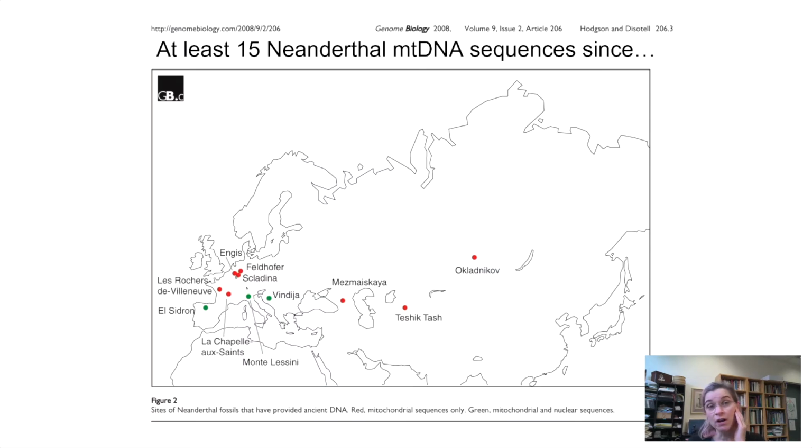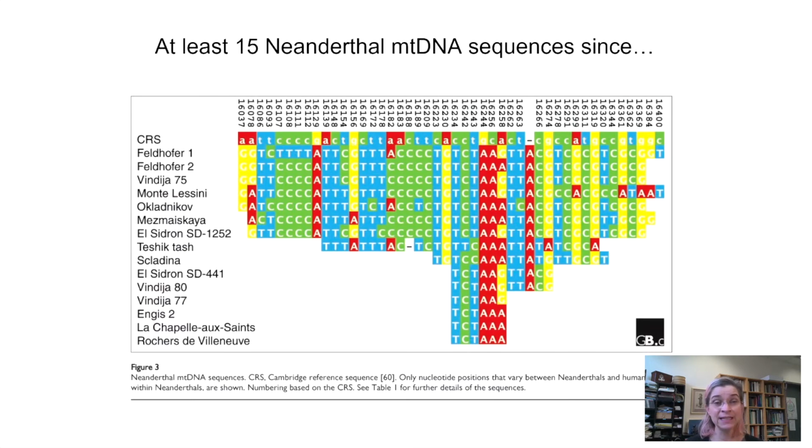So at least 15 Neanderthal mitochondrial DNA sequences have been developed since that study. Here's a map that shows you where they are all from. And here are some of the sequences that are lined up. So at the very top of this, actually down on the left-hand side, you can see a list of the different specimens. The CRS at the top refers to the Cambridge reference sequence. And this is a modern human standard that is used in a lot of these studies. And then you have positions all across, all of those numbers. The 16037, for example, those are specific base pair sites in the mitochondrial genome.